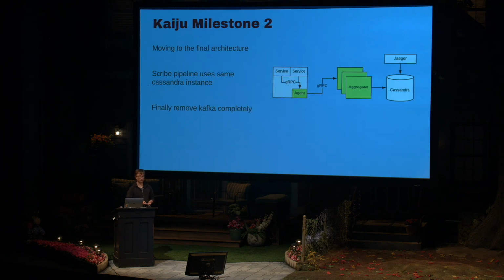So now that we had the agent in place, we knew that the system mostly worked. We had to do the big part, which was to remove Scribe and Kafka and switch to this new aggregator layer.